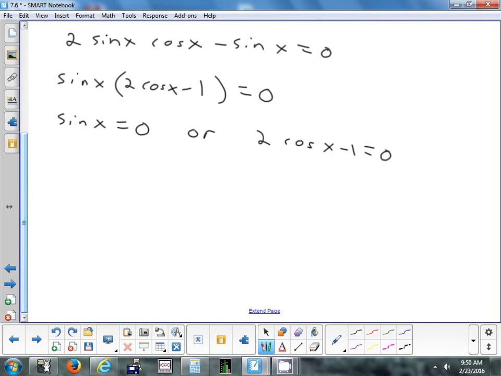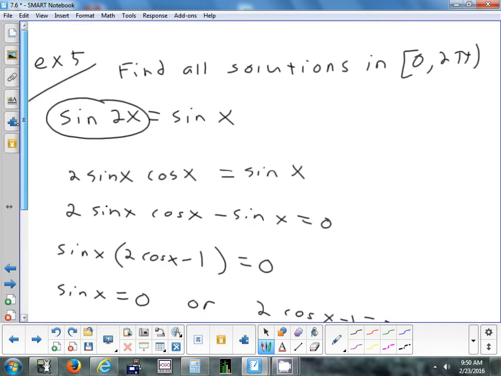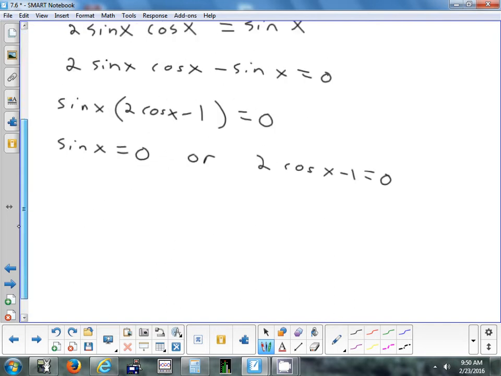Okay, first one, I'm going to think about the graph. Where does sine hit 0? At 0. Where else? 90, it hits 1. 180. Don't include this, that's a repeat. So we'll do 0 and pi.